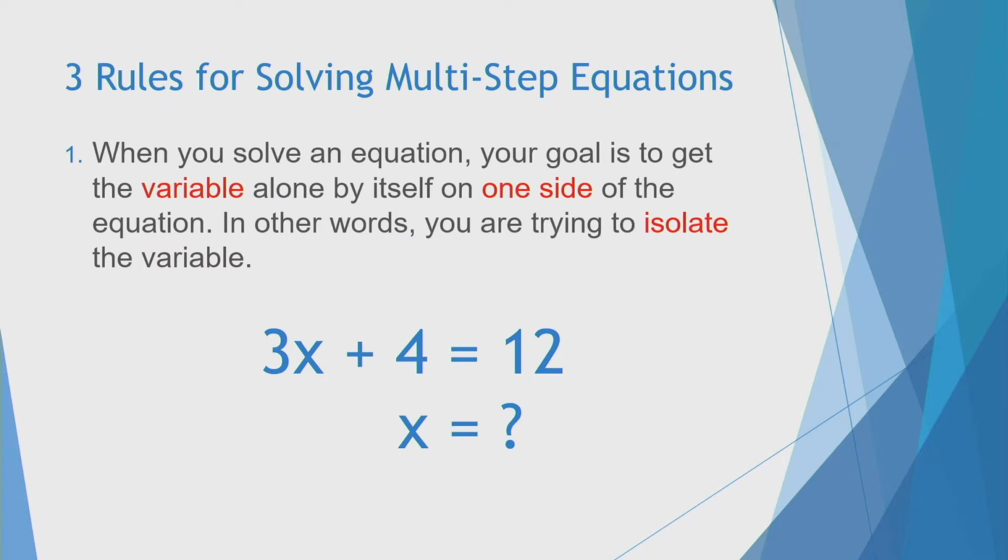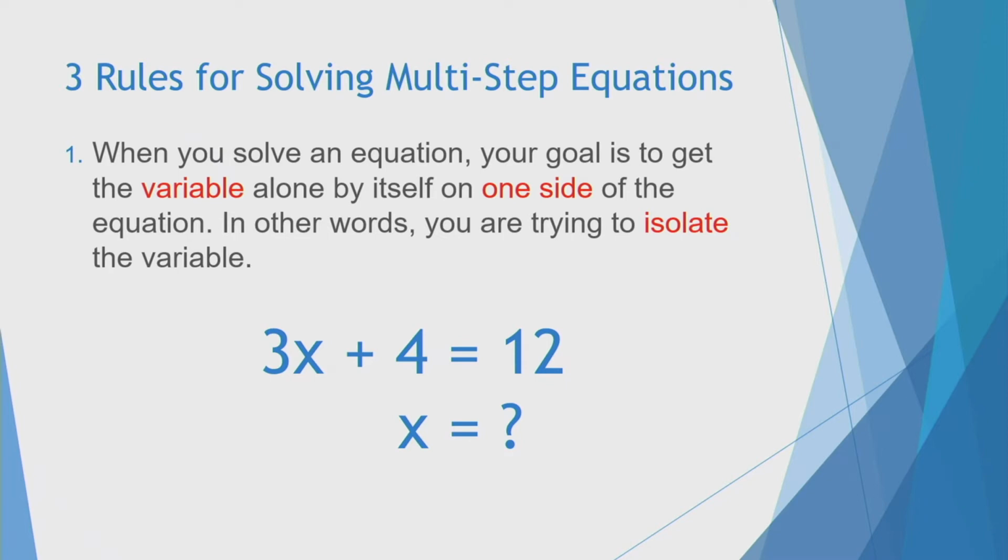Let's get into the meat of the multi-step equations. There are 3 basic rules for solving them. The first one, I like to call our main goal of solving equations. When you solve an equation, you want the variable by itself on one side. So you want it to be alone. You want to isolate the variable, as a lot of people call it.